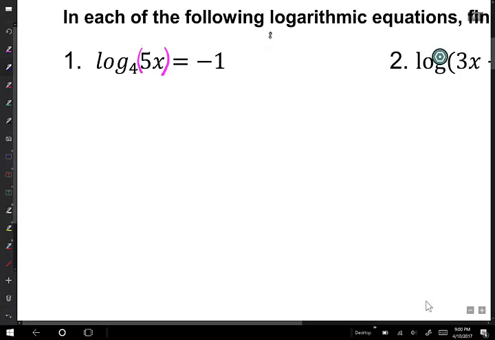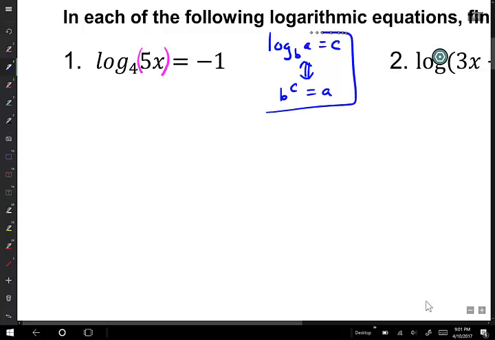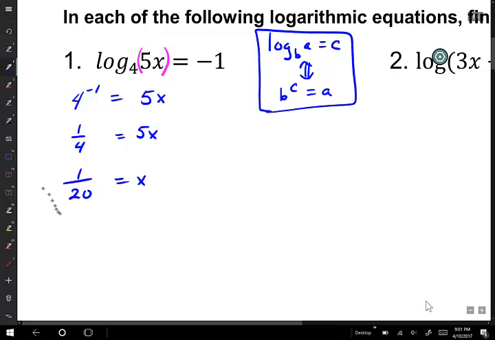So just very simply, let's take a look at what we're going to do here. Remembering once again, if you have the log base b of a equals c, that transforms one way or the other into b raised to the c equals a. And so I just want to remind us all of that once again as our general logarithmic transformational formula. So what does that mean? Very simply, 4 to the negative 1 equals 5x. So 1/4 equals 5x. So we divide both sides by 5, and x equals 1 over 20. So very straightforward. Nothing very fancy about this. We're just going to evaluate these and solve these equations.